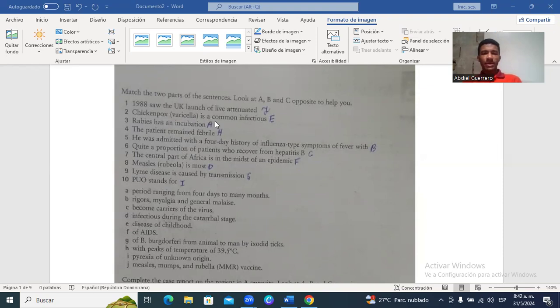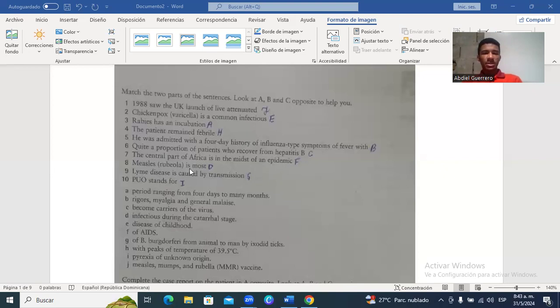Chickenpox, varicella, is a common infection. B. Rabies has a long incubation period. A. The patient remained free of symptoms. H. He was admitted with a 4-day history of influenza-type symptoms of fever. Quite a proportion of patients who recover from hepatitis B. C. The central part of Africa is in the midst of the epidemic. F.